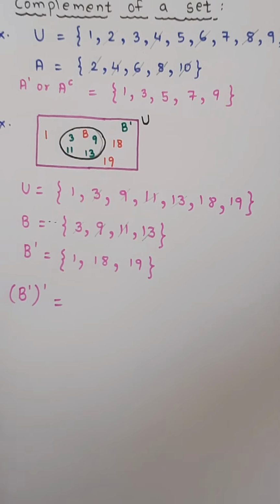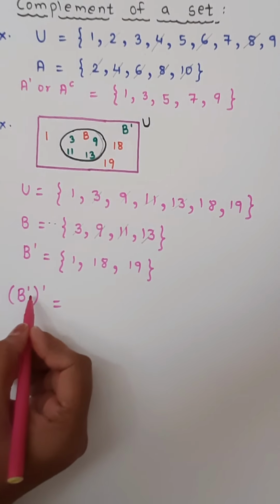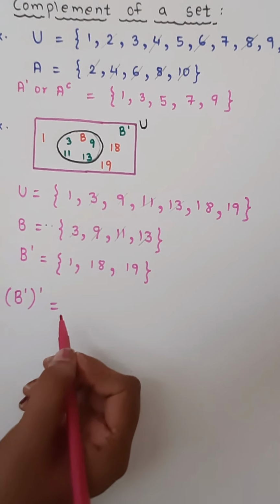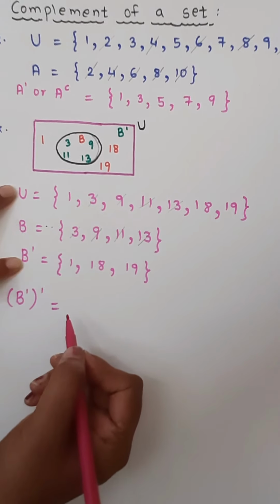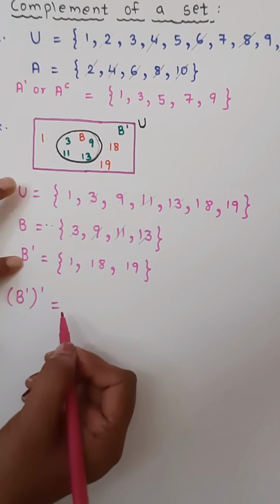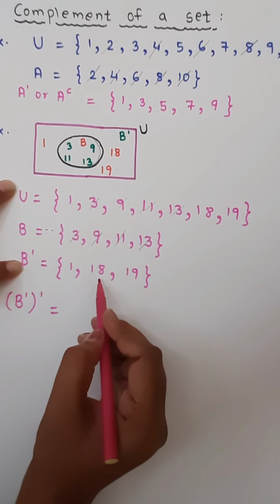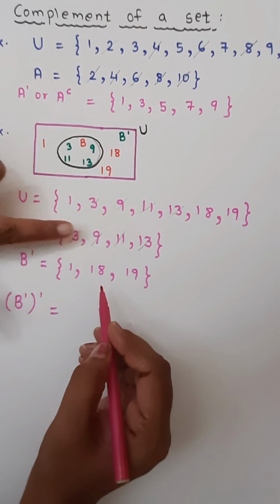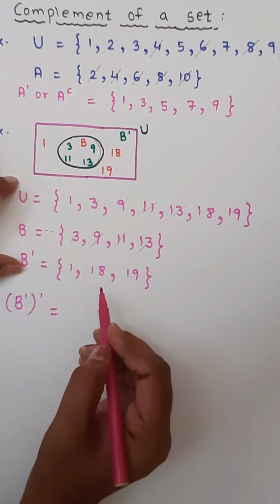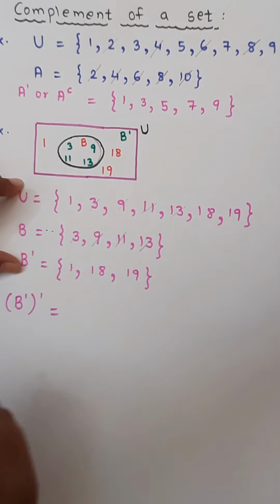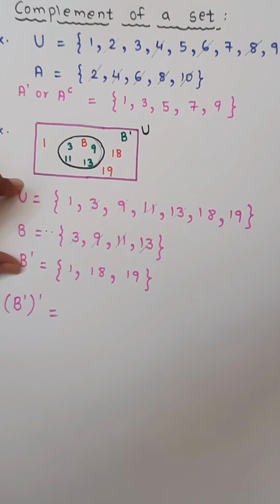Suppose a question comes like, what is the complement of B dash? In the exam it comes. Now just compare this B dash with U, the universal set. Again you have to strike off the common ones. Don't include the B set now, don't look at that. Just compare B dash and U, because you're looking for the complement of B dash. You just strike off the common ones.